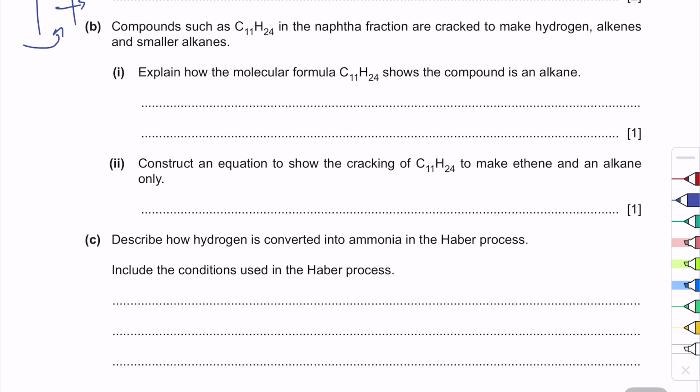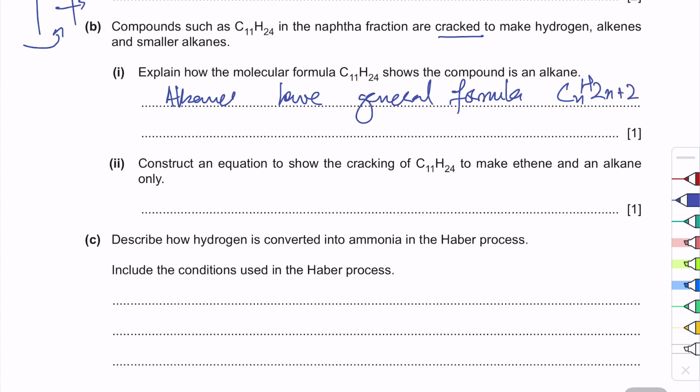Compounds such as C11H24 in naphtha are cracked. Cracking was you heated hydrocarbons without oxygen to make smaller fractions like hydrogen, alkanes, alkenes. Explain how molecular formula shows the compound is alkane. So हमें कैसे पता है कि ये alkane है? So we'll talk about the general formula. So we'll say that alkanes have general formula CnH2n+2. So C11H24 follows the formula or fits the formula.